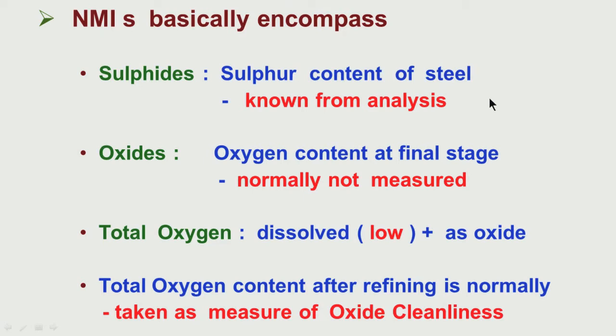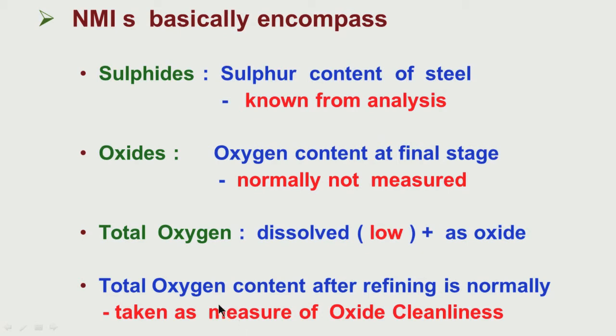As I have told, the NMIs basically are of two types, one is the oxides and the other is the sulfides. How much sulfide is present, we can know from the sulfur content in steel, but normally we do not measure total oxygen in steel. But we should measure total oxygen in a good quality steel. We can then know how much oxygen is present as oxides. That gives an indication of the oxide cleanliness in steel.